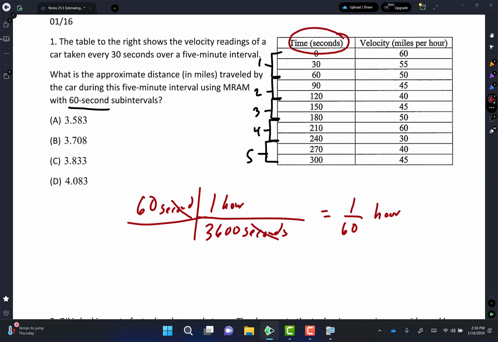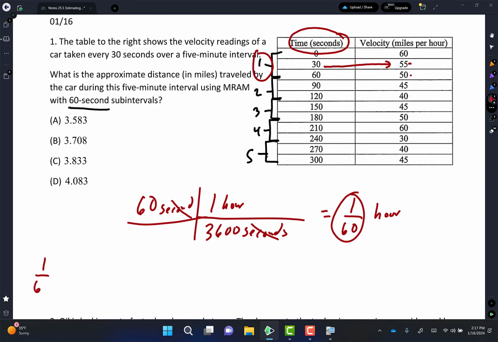All I'm doing is width times height, width times height, width times height. All of these rectangles have a width of 1/60th. Are we cool? The height is determined by MRAM. Do I use the 60? Do I use the 55? Or do I use the 50? The 55. Why the 55? It's the middle one. It's the one at 30 seconds. You're using the middle one. Does that make sense? So here we go.